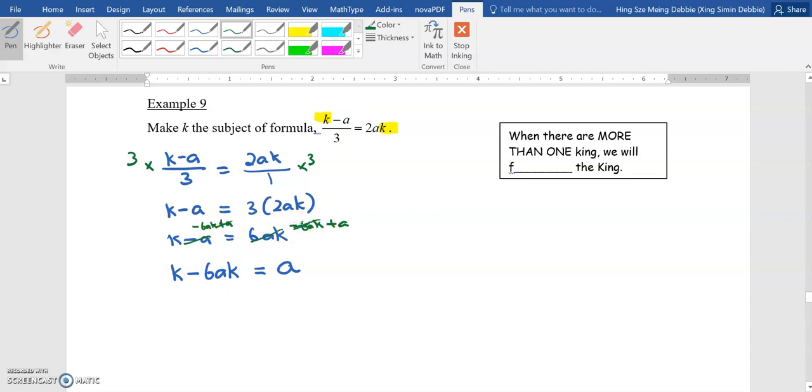This one is gone. Now that I have K and K, in order to make it the subject, let's factorize this first. When I factorize this, please remember this is 1, not 0. So K minus 6AK equals A. This is K times the entire 1 minus 6A. In order to make K the subject, therefore, I divide both sides by 1 minus 6A. So that's where I get this as my final answer.